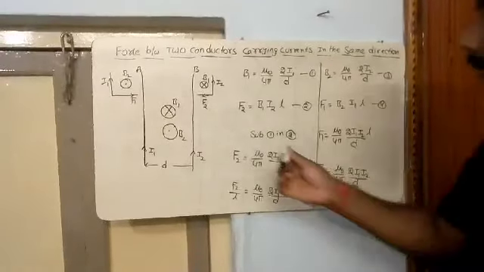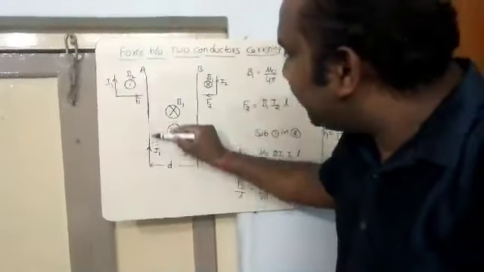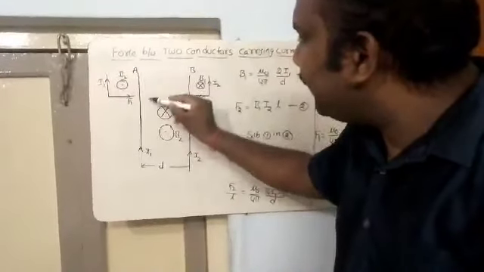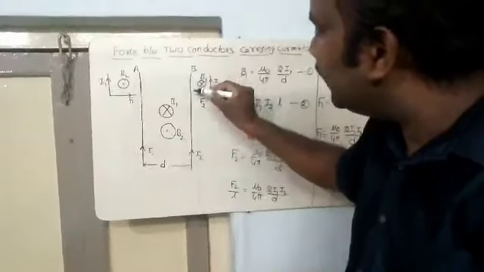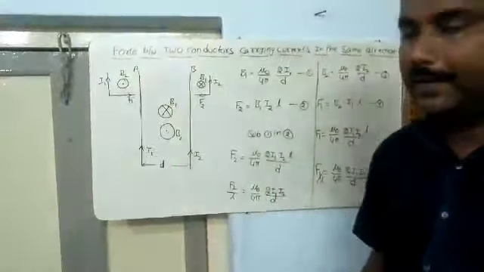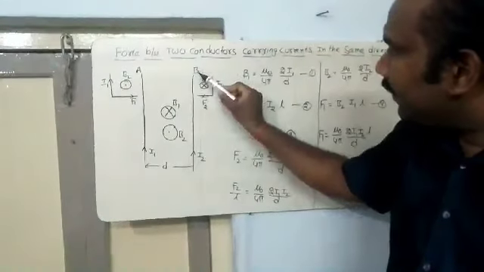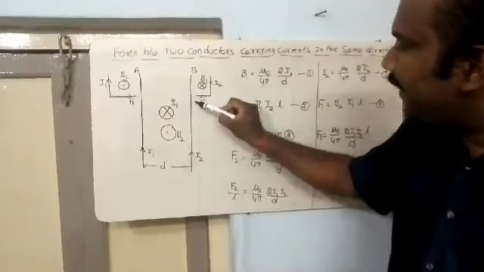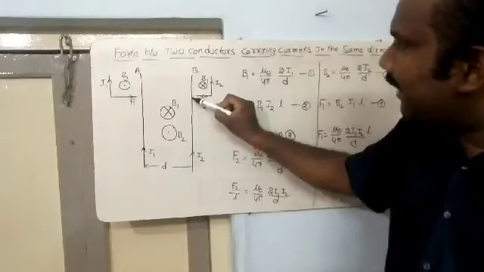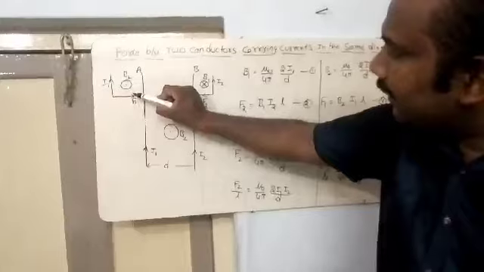Now see here, if the current I1 is passing, it creates the magnetic field. This magnetic field is acting on the conductor B. Similarly, if the current I2 is passing, it creates the magnetic field. This magnetic field is acting on the conductor A.